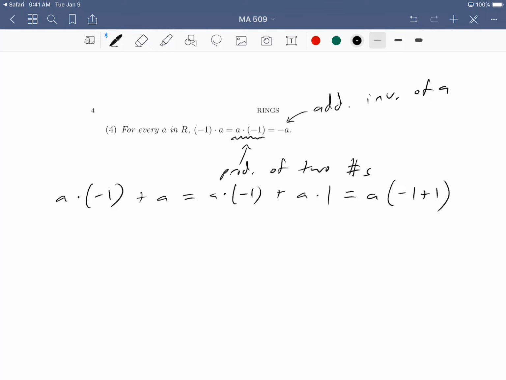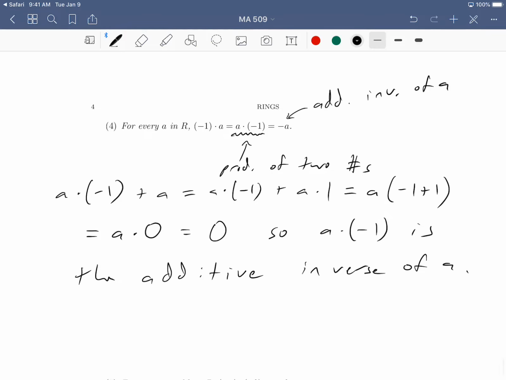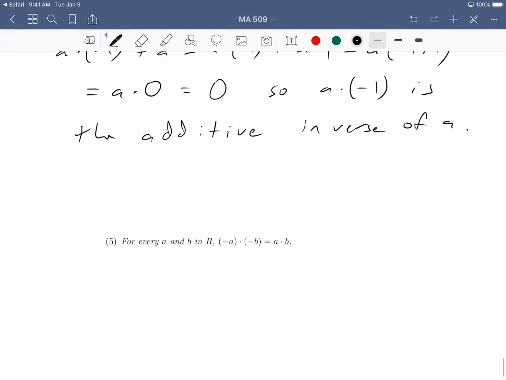-1, that's the additive inverse of 1. And so -1 plus 1 is 0. So now I have a times 0. And by the property I just proved, I get 0. So this a times -1, when I added it to a, I got 0. And so it is the additive inverse of a. All right, so that's a useful thing.